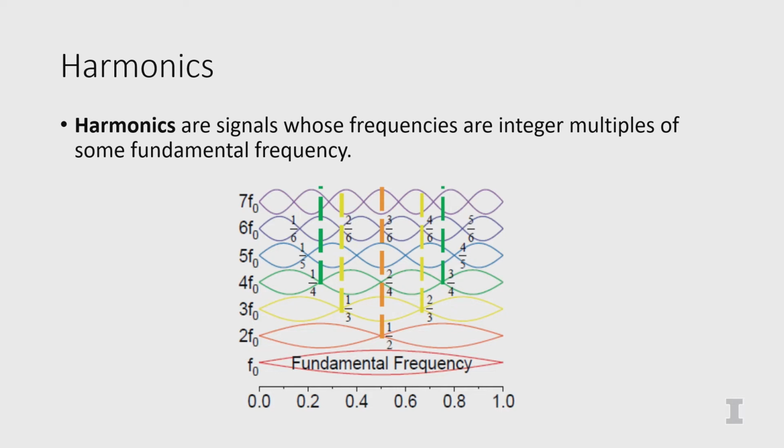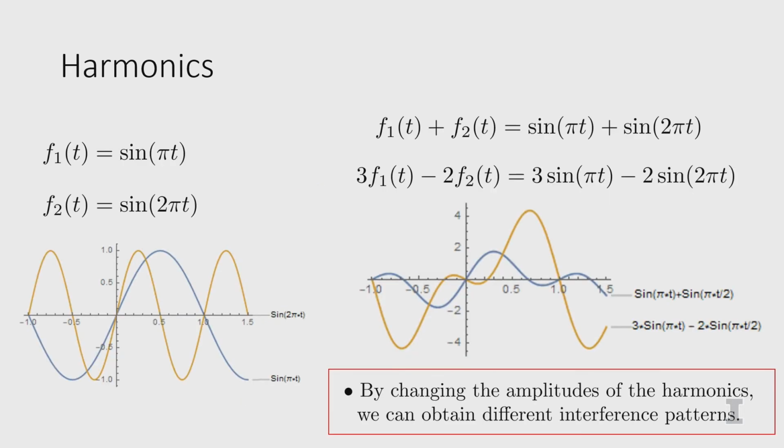And then what we're going to do is interfere these harmonics. That'll give us a new wave, and depending on the amplitudes of the individual harmonics, it's going to produce a unique sound. This is actually how instruments differ: they differ in the amount of harmonics they have at a given frequency. So let's look at this in a bit more detail.